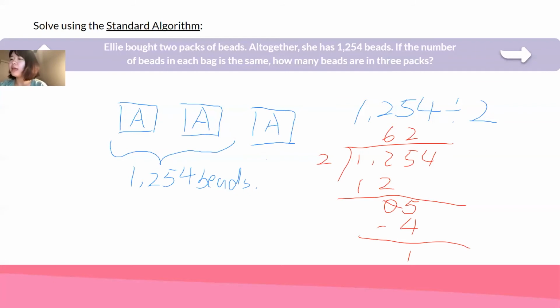1 ten. And let's combine 1 ten and 4 ones together. That will be 14. 14 divided by 2. What's 14 divided by 2? 7. 2 times 7 equals 14 and has no remainder. So what is the answer for this question? It will be 627. So there are 627 beads in each bag.